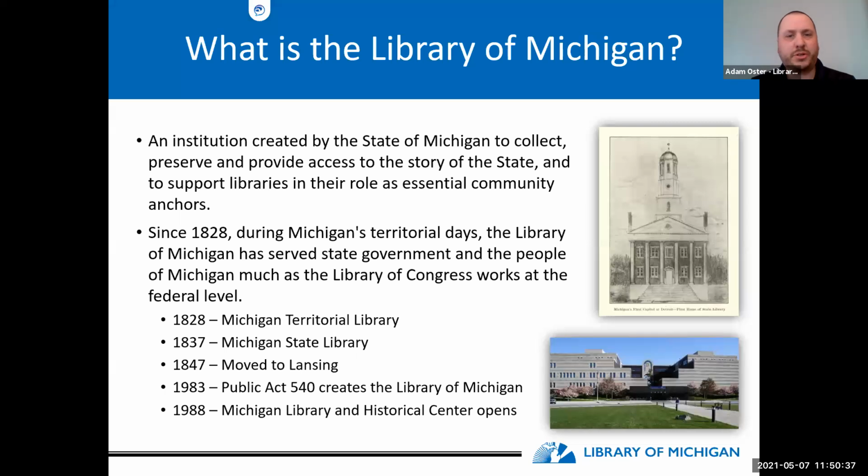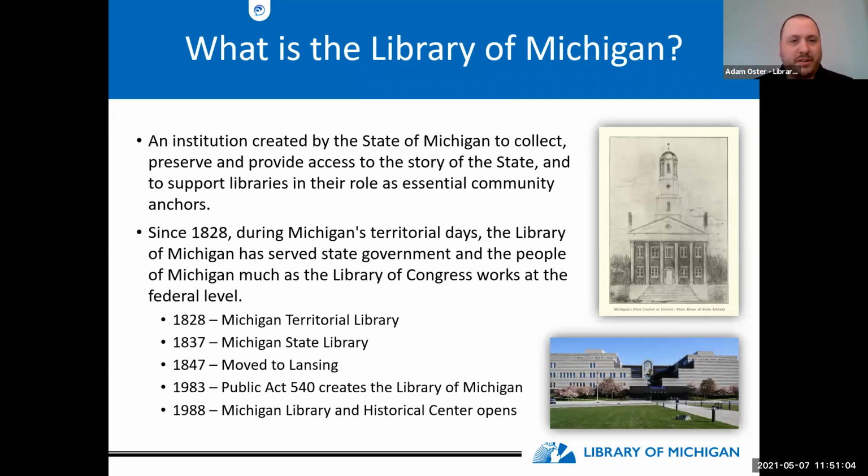That's when the territorial librarian position was first created, and the Library of Michigan serves state government and the people of Michigan, much as the Library of Congress works at the federal level. When we transitioned from being the Michigan State Library to the Library of Michigan, the idea was that it would be modeled much like the Library of Congress.